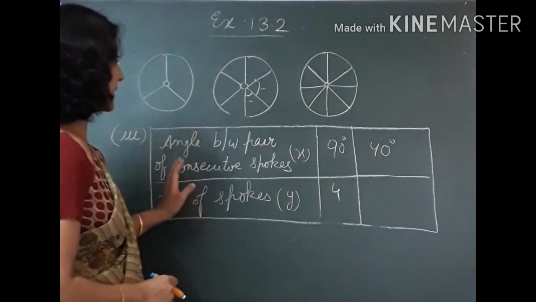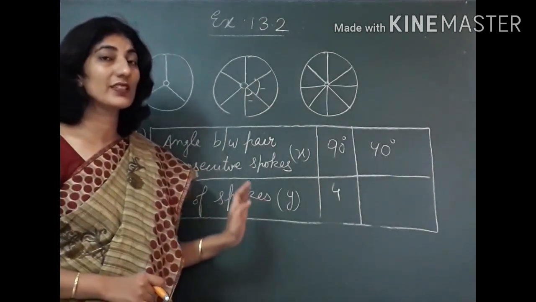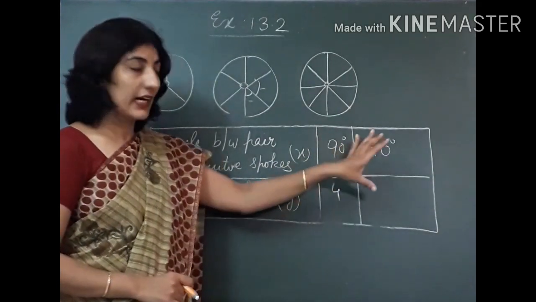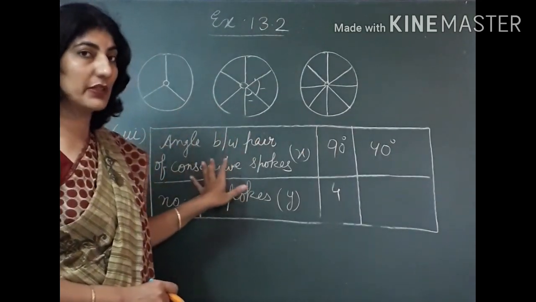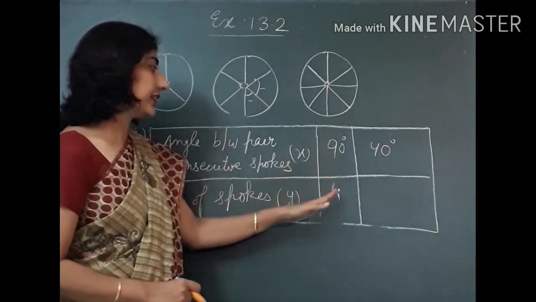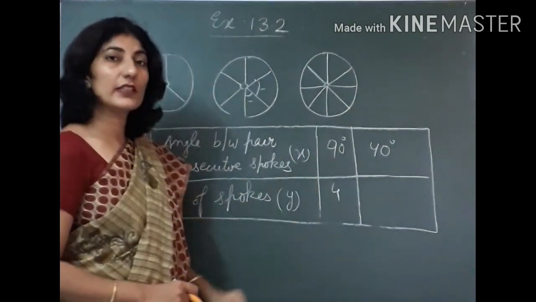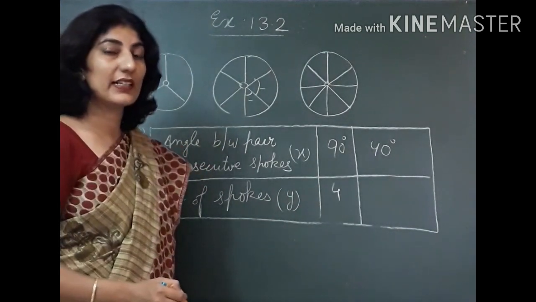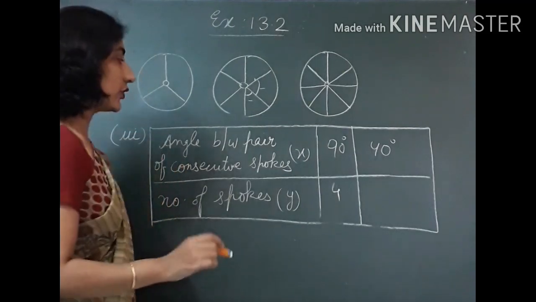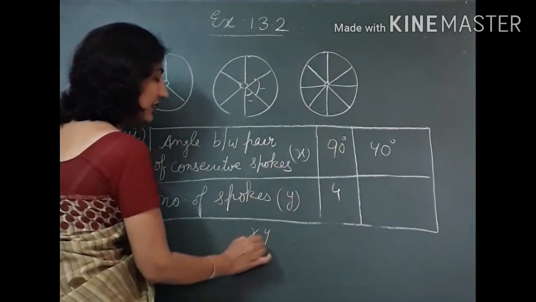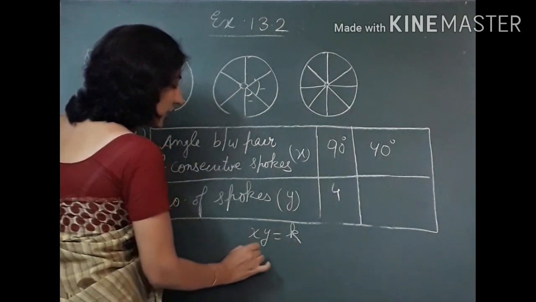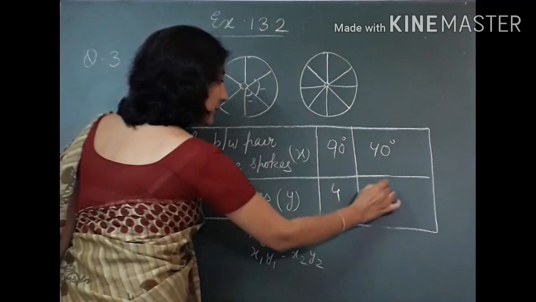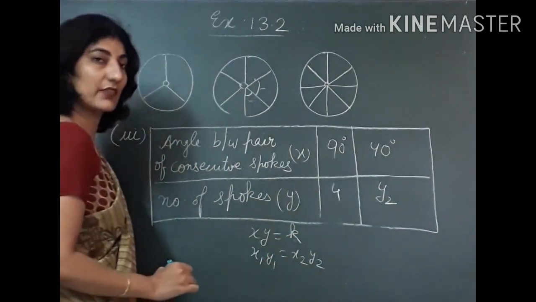Next is the third part. In the third part they have asked how many spokes are needed if the angle between the consecutive pair of spokes is 40 degree. I have taken the help of the table which was drawn on the previous page. When the angle was 90 degree, number of spokes were 4. Now the angle is 40 degree. How many spokes are required? As we have already done in the first part, it is a case of inverse proportion. So it is a case of inverse proportion means xy equals constant k, or you will write x1 y1 equals x2 y2. Now here y2 is missing. We have to find the value of y2.